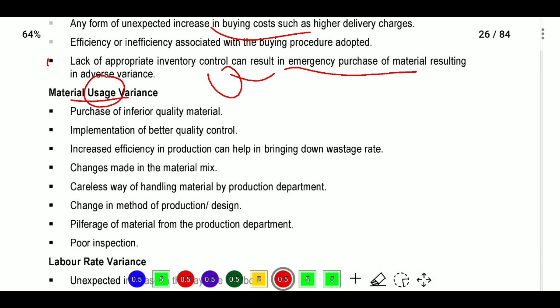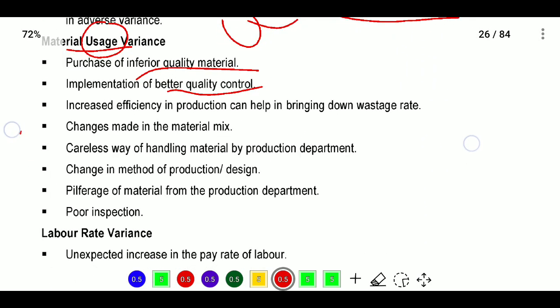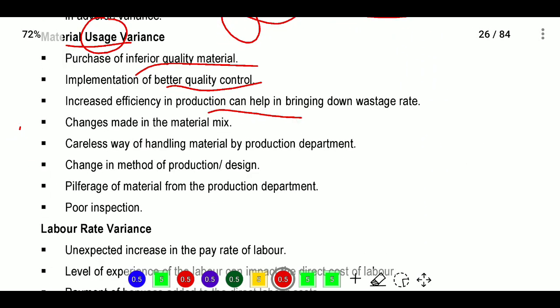Next, material usage variance. When will material usage variance come? Use of inferior quality material. So you are using inferior quality materials, and implementation of better quality controls. Next, increased efficiency in production can help in bringing down the wastage rates. So efficiency in production is very important.